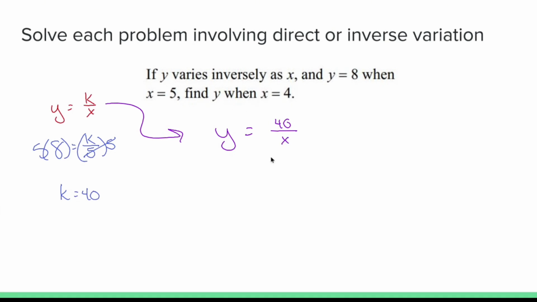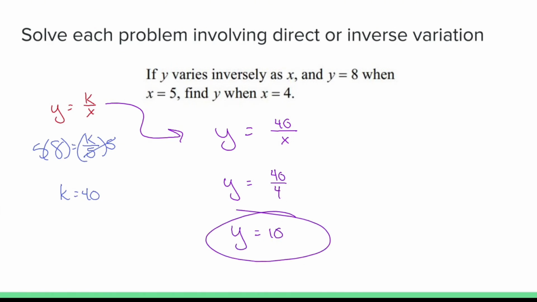What is y when x is 4? Well, y is going to be 40 over 4, which simplifies to 10. And there you have it.